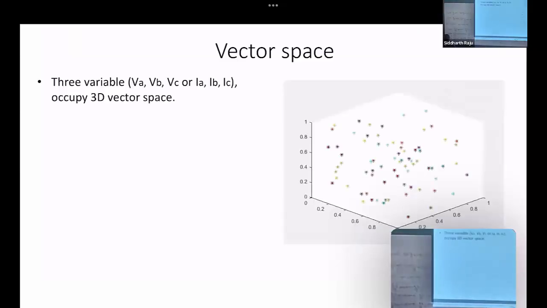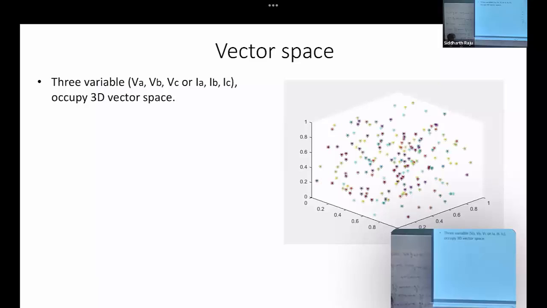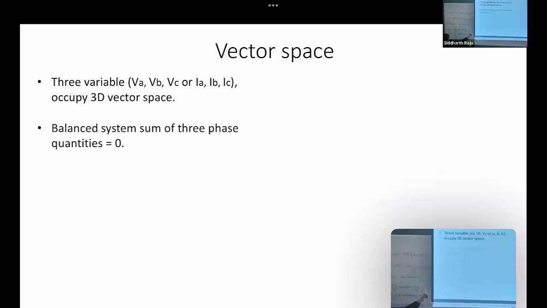Right, so what we have is, if all of these three variables are independent, our IA, IB, IC are independent, let's say we have access to neutral and we can pass unbalanced currents, then I can choose any kind of three variables, right? And if they are truly independent, they can occupy all the three-dimensional space, right? But we have our constraint in our case.